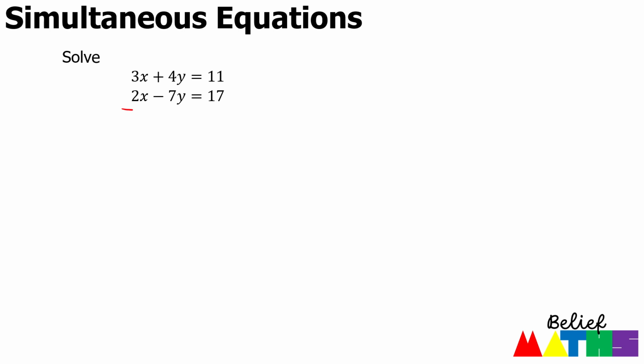Simultaneous linear equations, we need to make one of the variables the same. I like to use the ones that have a positive and a negative value, so I'm actually going to make the y's the same in this case. So I'm going to multiply the first line by 7 and the second line by 4 to make that middle number 28 in both of those cases.